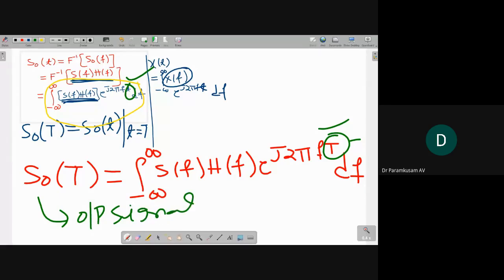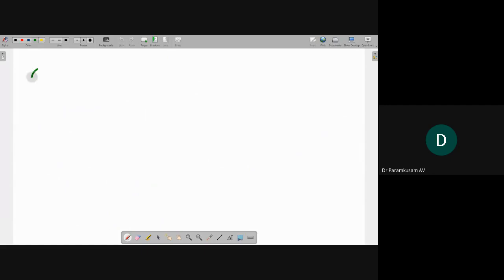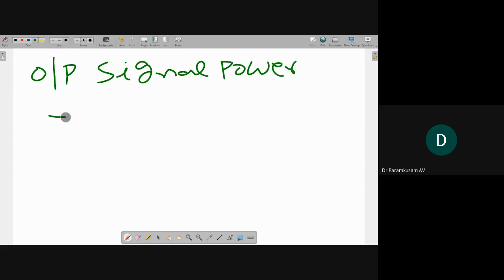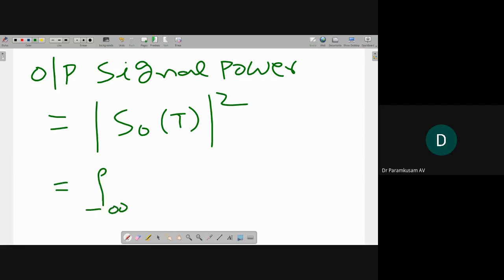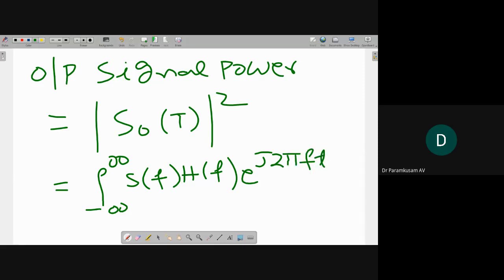Now I want the output signal power, which is equal to mod s naught of T whole square. If we square the signal, we get the power. So this is equal to the magnitude squared of the integral from minus infinity to plus infinity of s of f h of f e to the power of j 2 pi f capital T df. That is s naught of T; take its magnitude and square it. So this is the output signal power, which we will need in the next derivation.